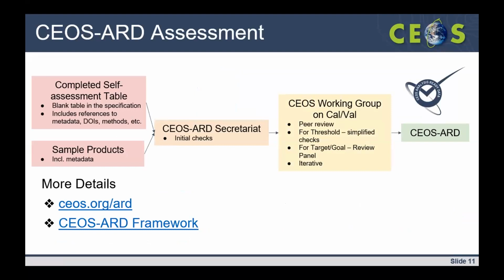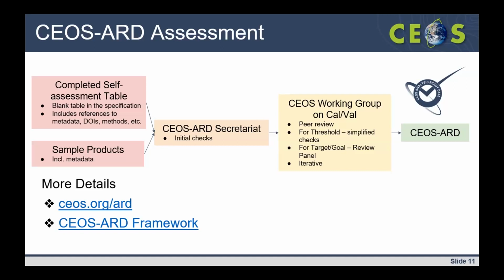So this is how an assessment works. We have the specifications, which also double as the self-assessment table. So a data provider will fill out those tables, providing justification for each parameter, and also provide a sample product and sample metadata through to myself. I'll perform some initial checks, and then it will be passed on to our working group on calibration and validation for a peer review. For the threshold level, we've streamlined the assessments. It's just 1 or 2 people that take a look, providing feedback and working with the data provider to ensure that there's compliance.